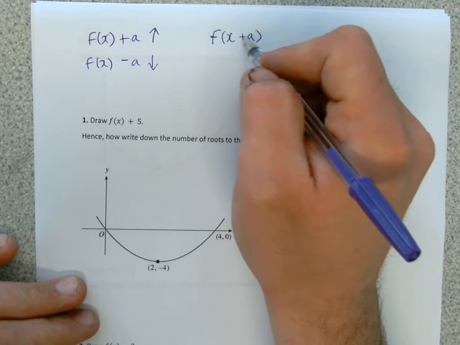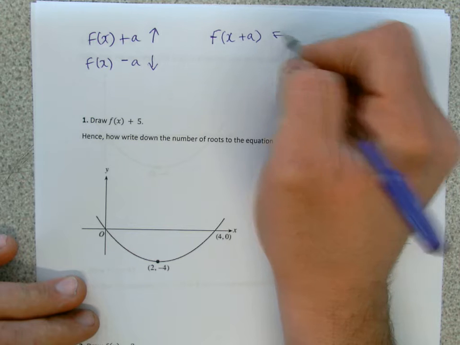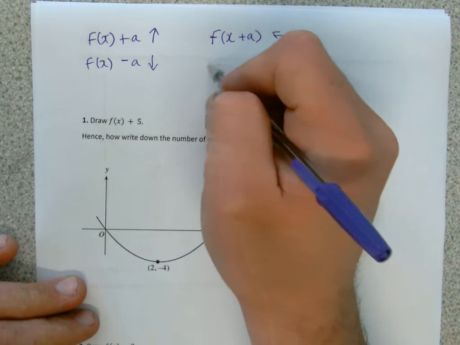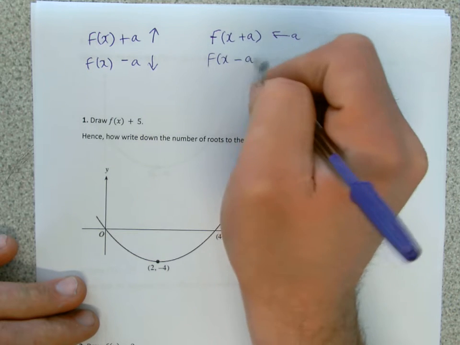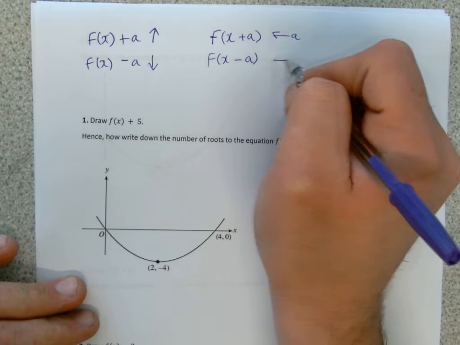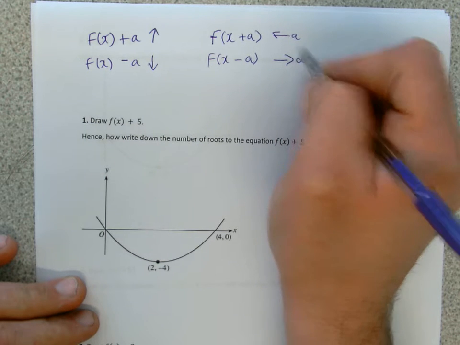So where it says add a, you actually end up shifting the amount a in the negative direction. And when you have a negative value for a, you actually get a positive shift along the x-axis. That's important to remember.